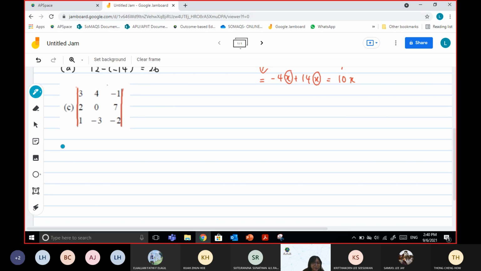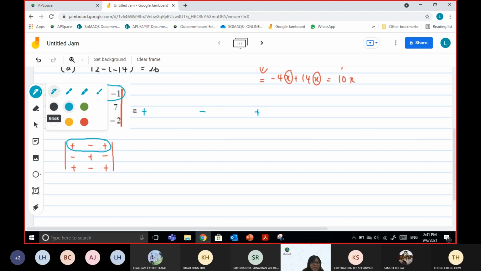So before I continue, just to remind you of the sign pattern. What is the sign pattern? The sign pattern is plus, minus, plus, minus, plus, minus, and plus, minus, plus. So when we're using the first row for the calculation of the determinant, we take the signs for the first row, so that means it's a plus, then minus, then plus.